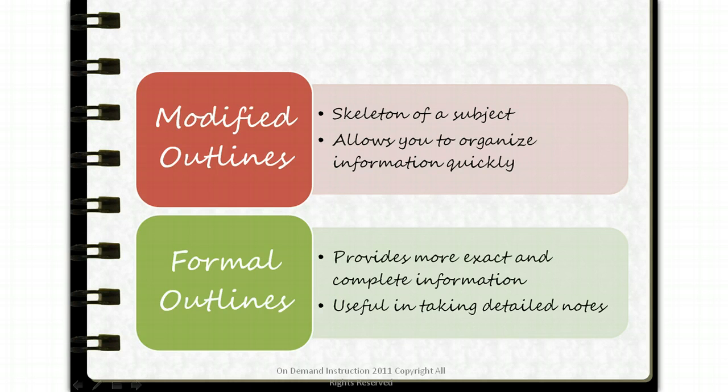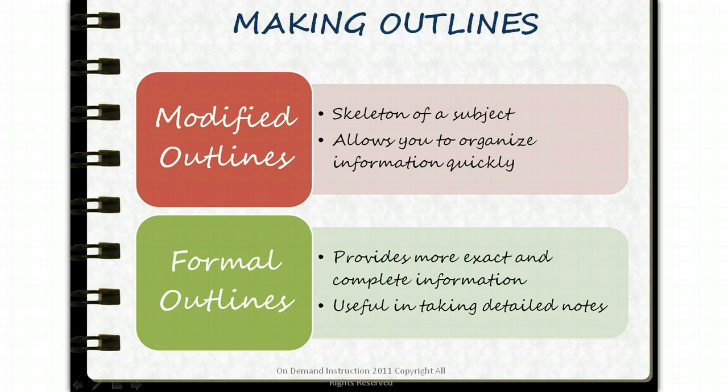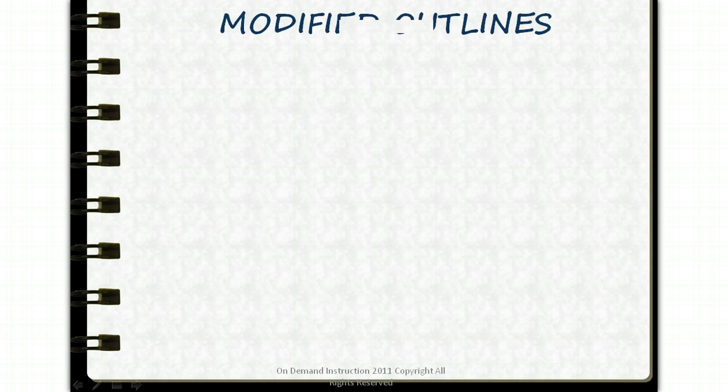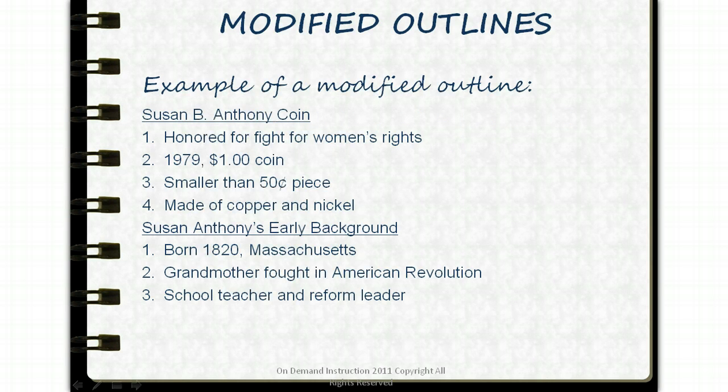Formal outlines provide more exact and complete information and show relationships among ideas better than many other forms of notes. In addition to listing major ideas under main ideas, a formal outline also lists minor details. It is useful in taking detailed notes. Use a modified outline to take notes while listening or reading. Here's an example of a modified outline. You can see how it's organized in a fairly informal manner here.